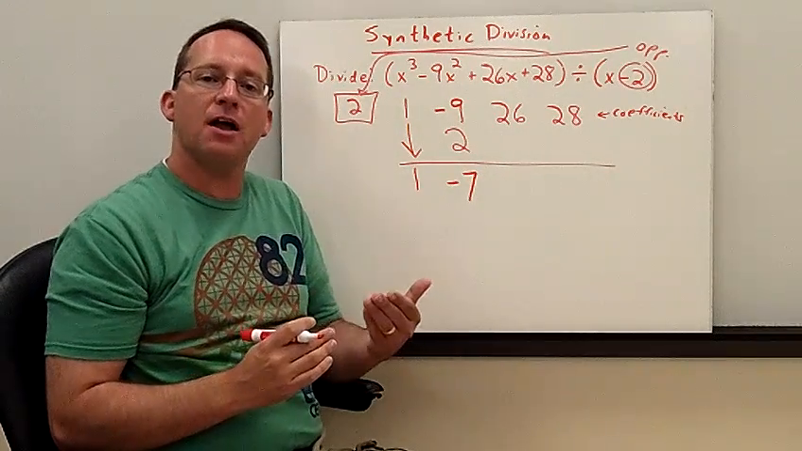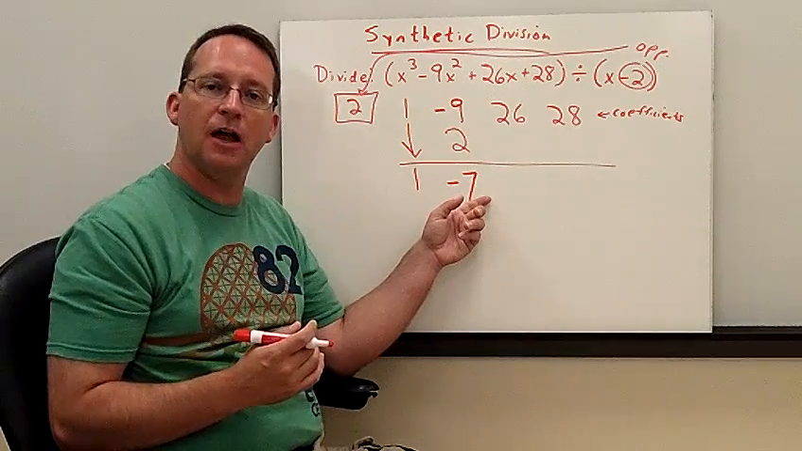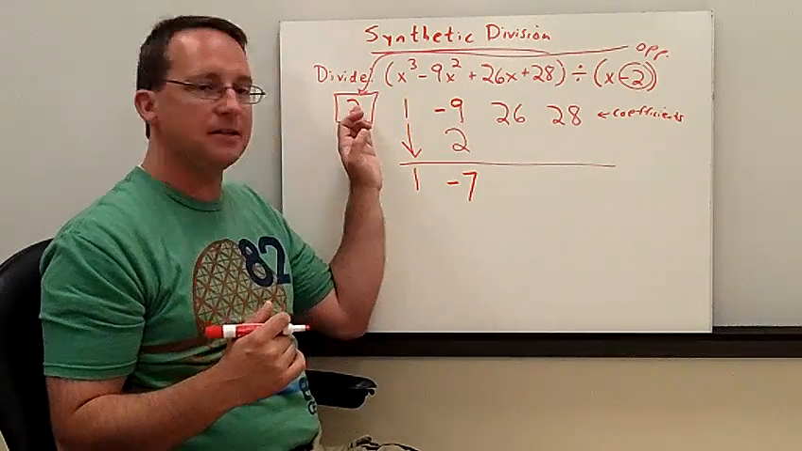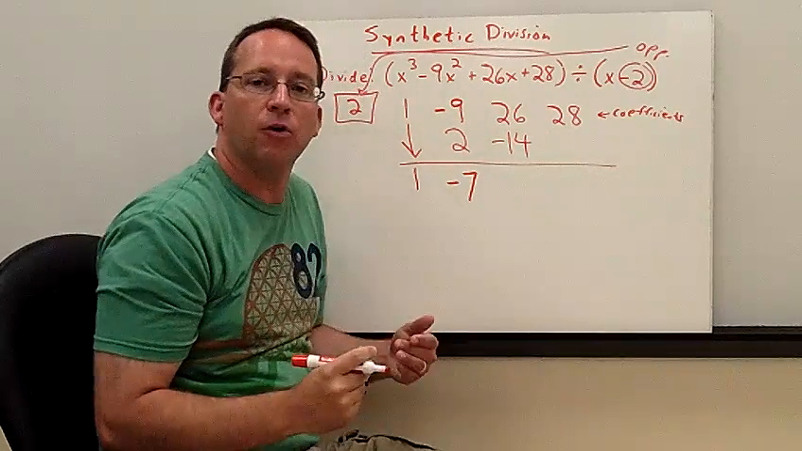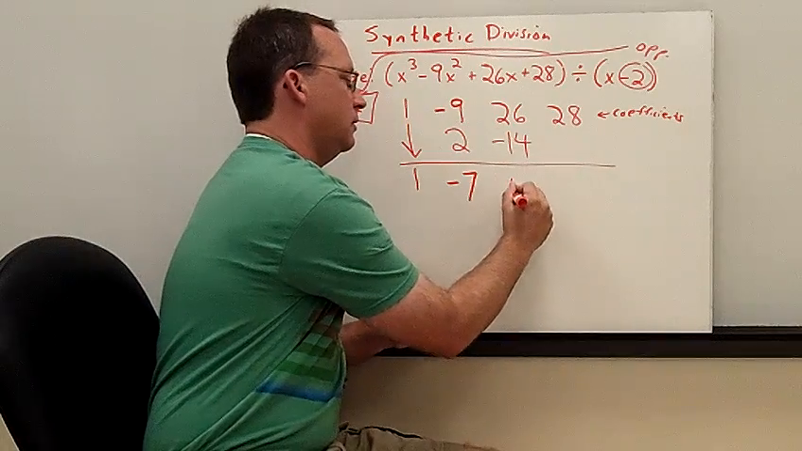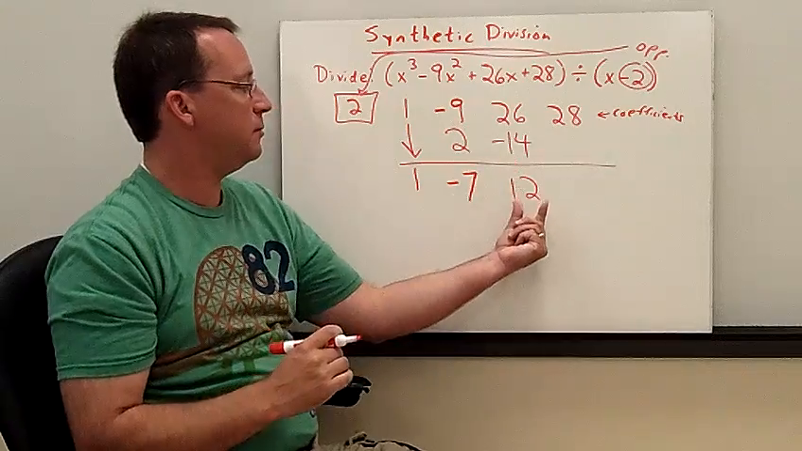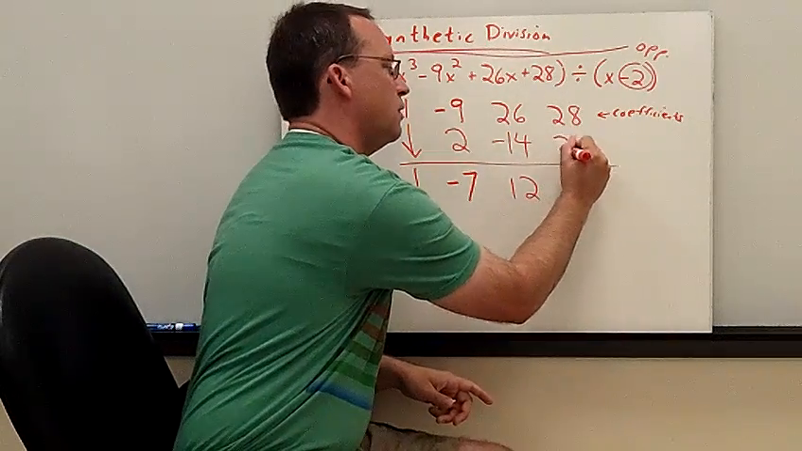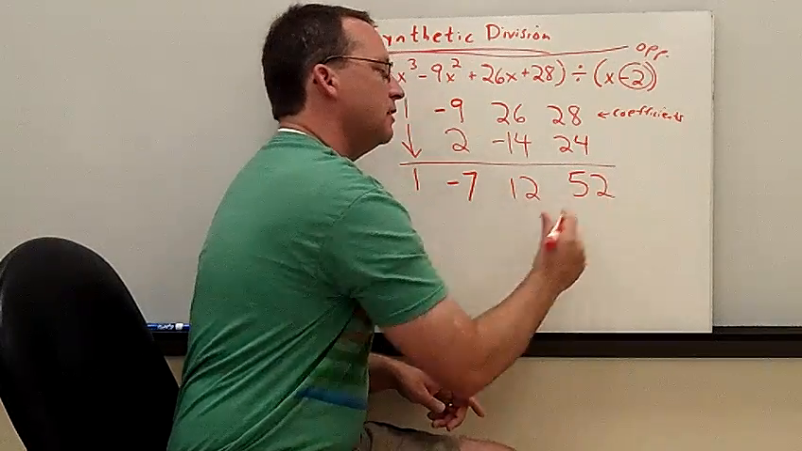We repeat that process over and over. We have a new number down here, a negative 7 below the line. We're going to multiply that by the number that's in the box. Negative 7 times 2, negative 14. And then we're going to add 26 plus a negative 14 gives us 12. And then one more time, take that 12 times the 2 that's in the box, 24, and then we add here, and that would give us a 52.